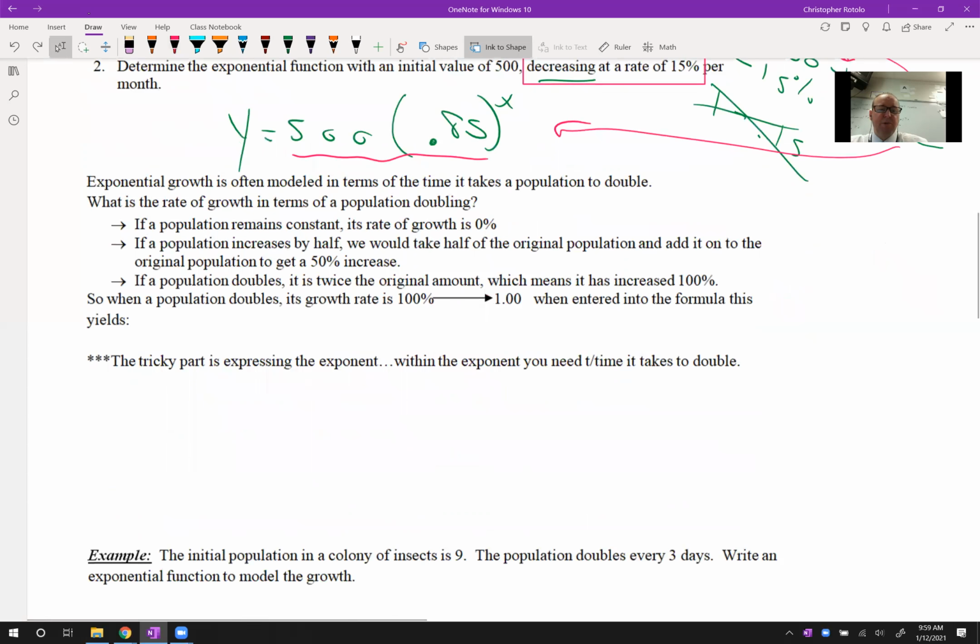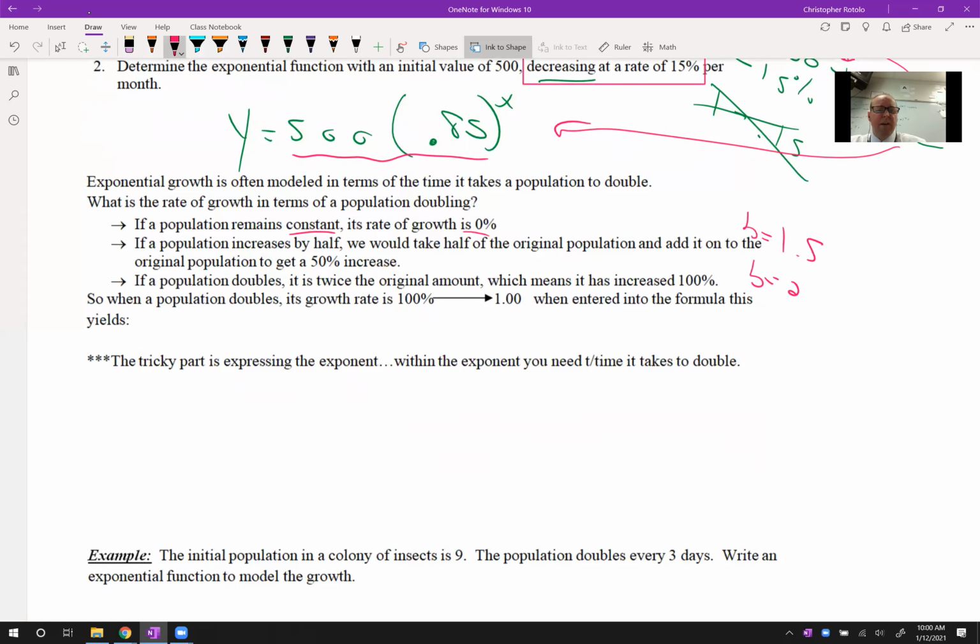All right, so exponential growth. Some things that we know: if it's constant, that means it grows 0. That makes sense, right? Because we would have just a 1 in there, or we'd take it to the 0 power. If population increased by half, we would use 1.5. If population doubles, twice the original amount, that means it increases 100%, so the b value would equal 2 because we're talking about how much more than 1.